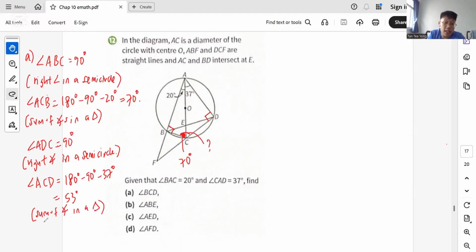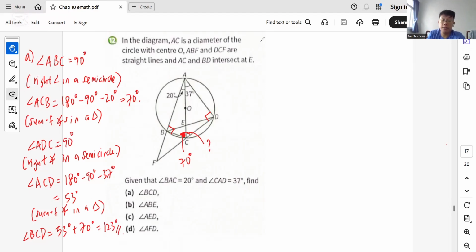Okay, so lastly, angle BCD is just add up, 53 degrees plus 70 degrees, which will be 123 degrees. So this is it for part A.